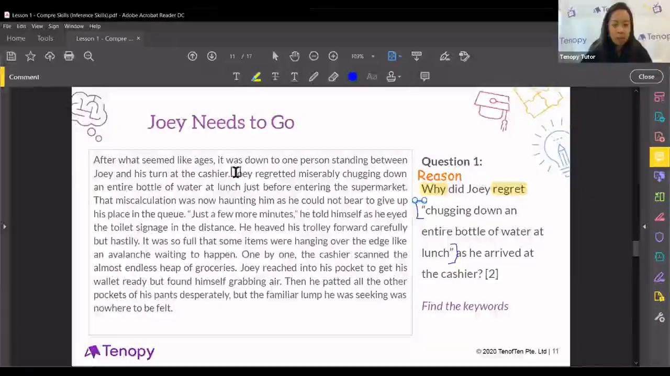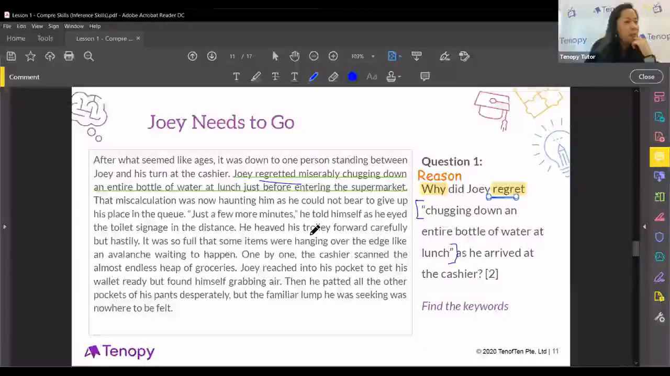Lucas, you're saying that this is important: Joey regretted miserably chugging down the entire bottle of water at lunch just before entering the supermarket. Does this give us any clue as to how to answer the question? It says that he regretted, and it says that he regretted again, but this doesn't give us an answer yet. It has to be a little bit more specific.